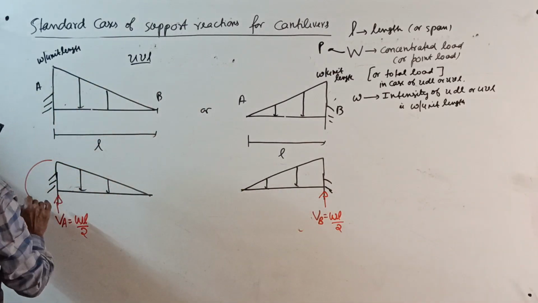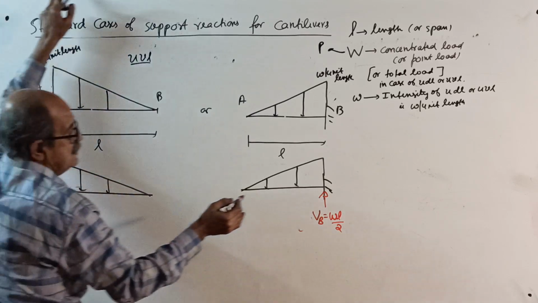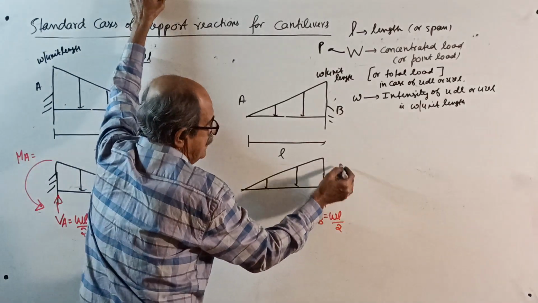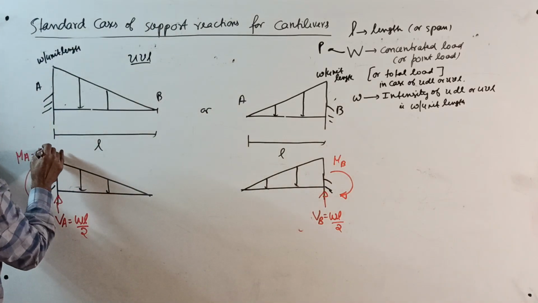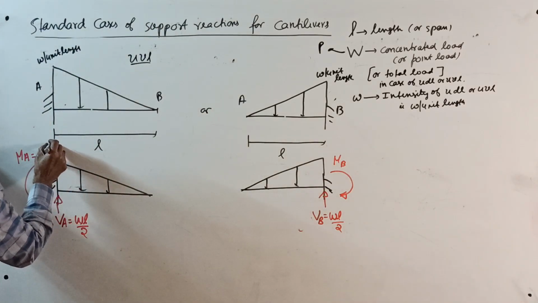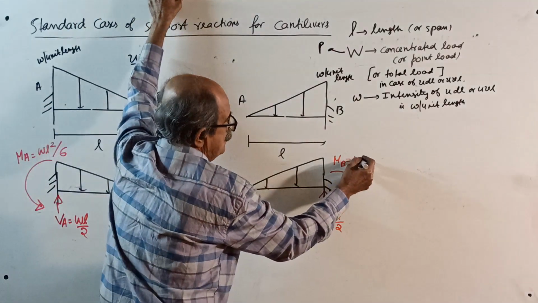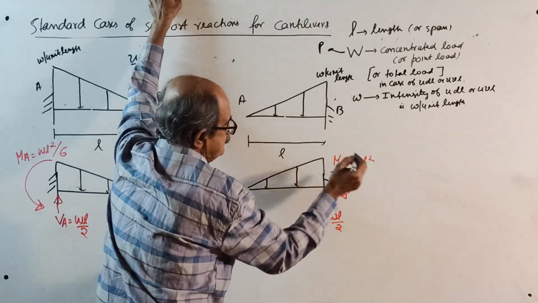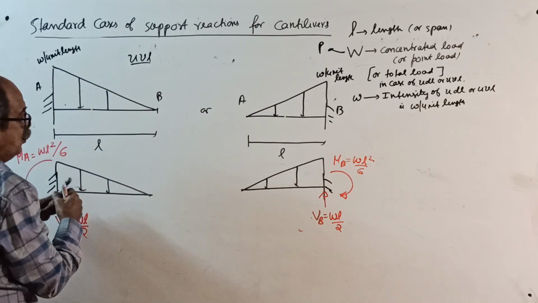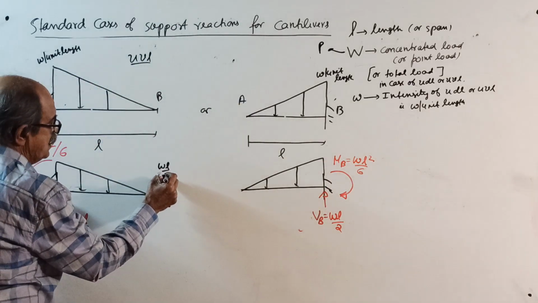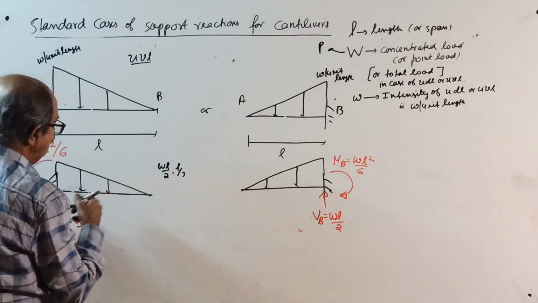And the reacting moments, MA and MB, will be WL by 2 into 1 by 3. Okay. See, I got it: WL square by 6. This also WL square by 6. How did I come? Half into L into W is the total load, that is WL by 2, the total load, into 1/3 of L, which is WL square by 6.